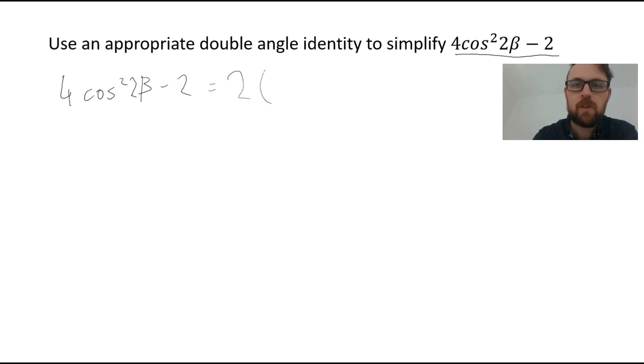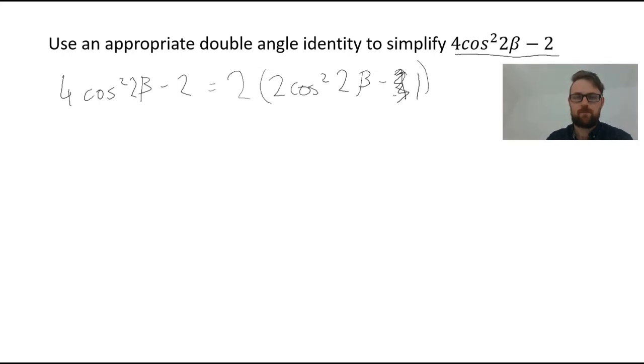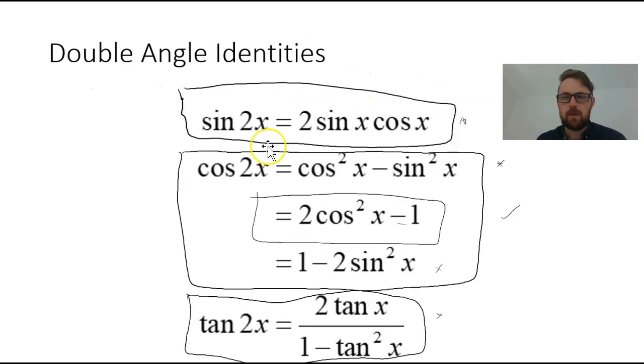So if I remove a factor of 2, I'm going to be left with 2 times 2 is 4, 2 cosine squared 2 beta minus 2. Sorry, 2 times negative 1. All right, so that's going to be minus 1. Okay, so now what we've got is 2 cosine squared 2 beta minus 1. If we go back to our formula, that's exactly what it looks like. And that thing is equal to 2 times x.